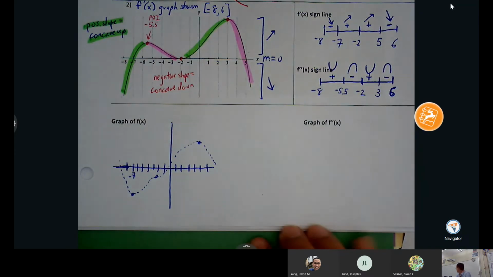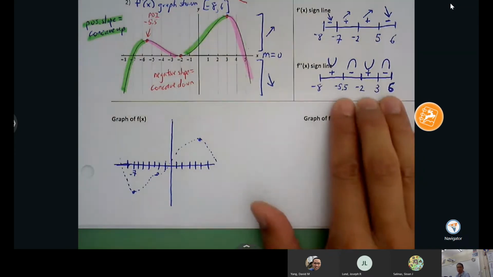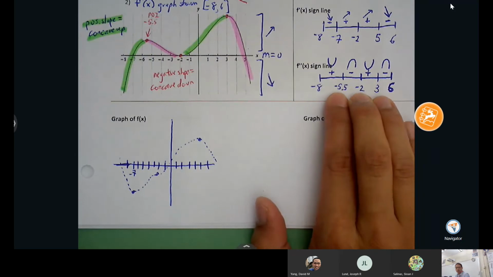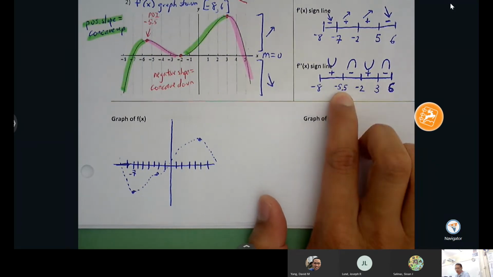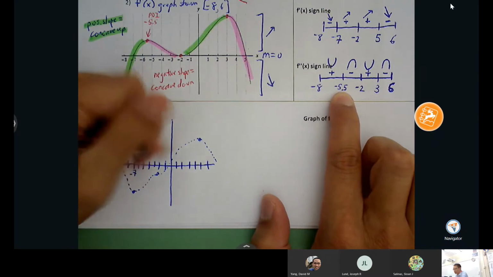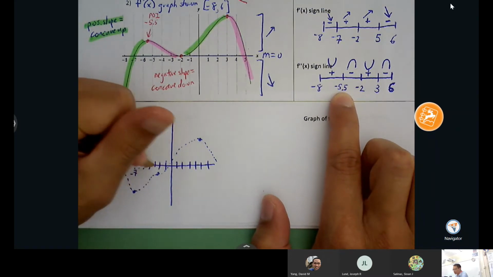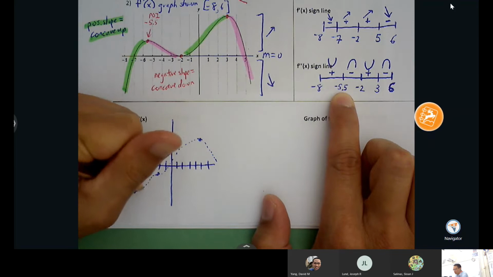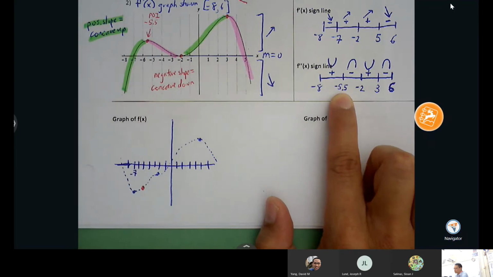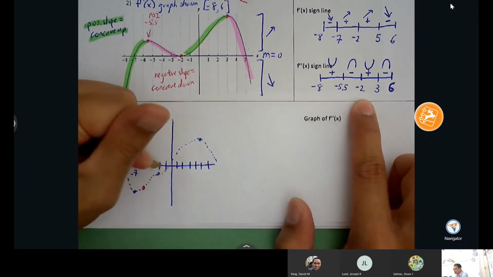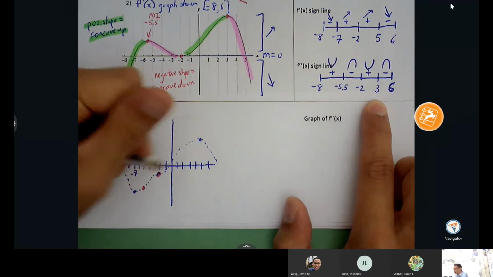Okay, next step, we go to our concavity sign line, second derivative sign line, and we plot wherever the graph lands at -5.5. We know that's going to be a target for us for our point of inflection. -2, 3.